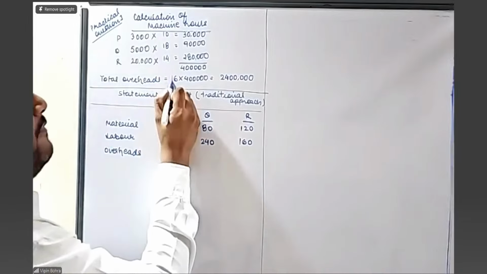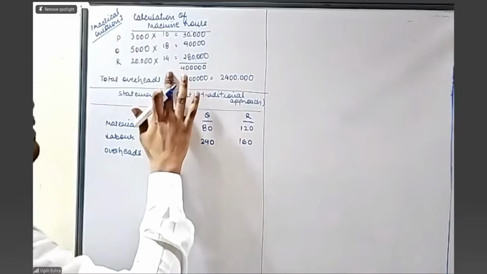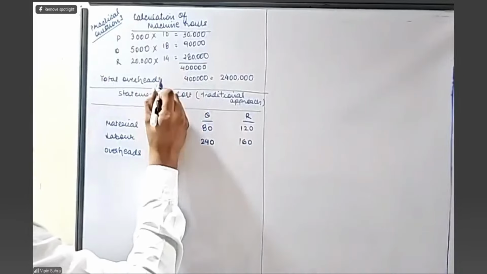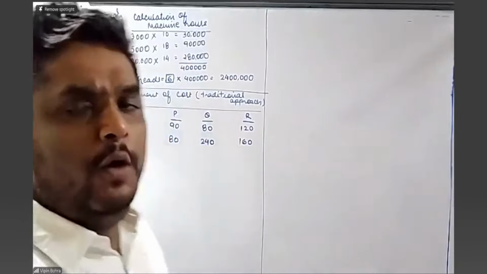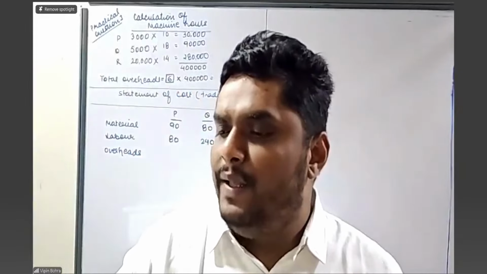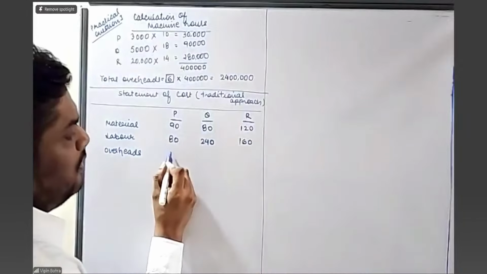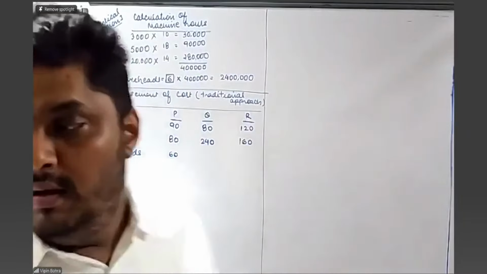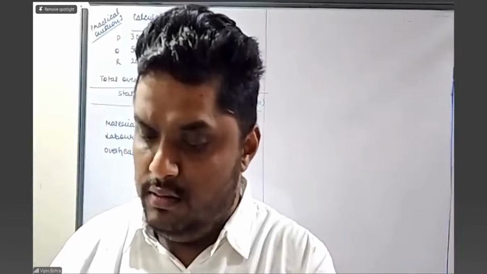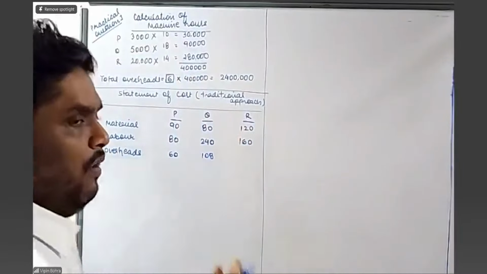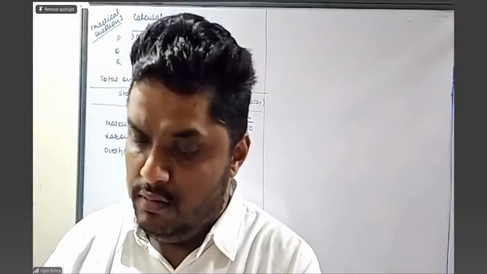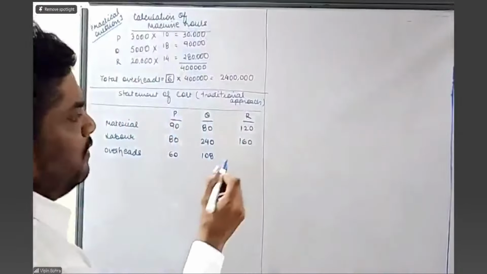The overhead absorption rate we have is rupees 6 per machine hour. And the machine hours are also available per unit, that is 10, 18, and 14. So 10 into 6, 60. 18 into 6, that is 108. And 14 into 6, that is 84.